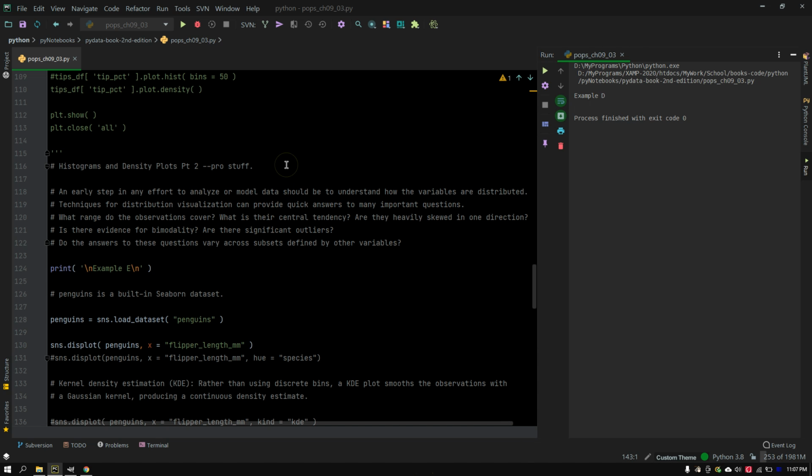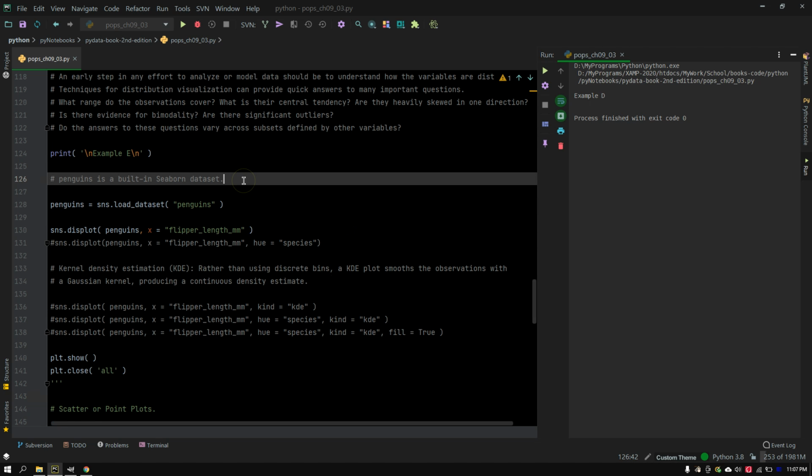Bimodality is when you see two bumps in a graph. There could be three bumps or multiple multimodalities. Are there significant outliers, like we saw that 70% tip? Do the answers to these questions vary across subsets within the data or defined by other variables?